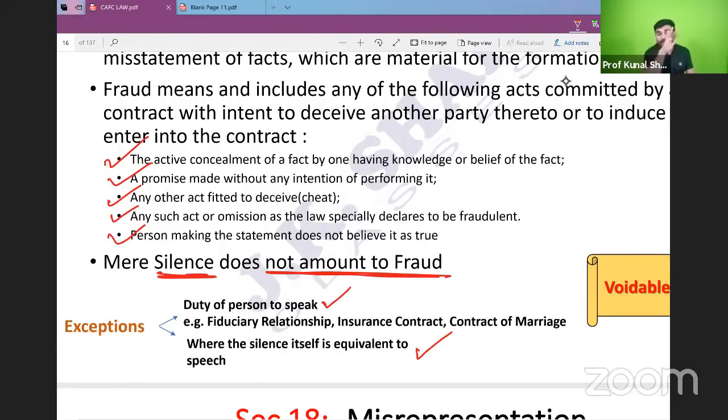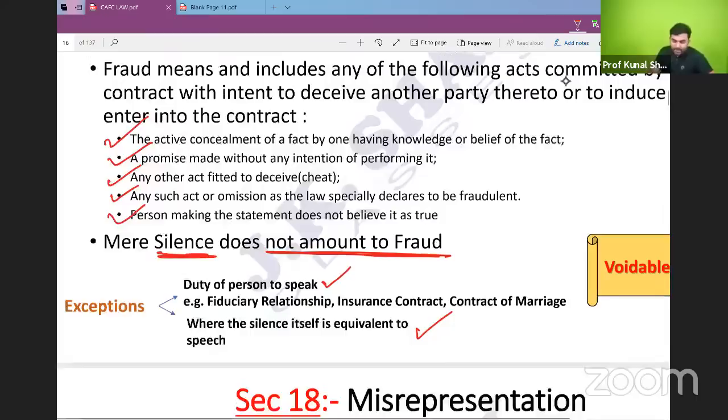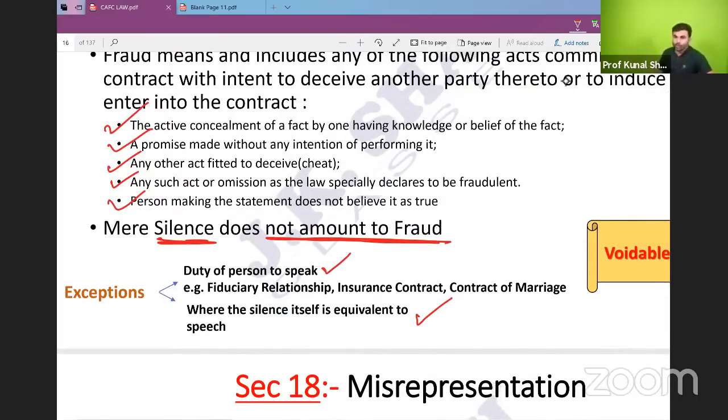Generally, silence does not amount to fraud. But when it is your duty to speak, and you are still not speaking, then in that case, silence amounts to fraud. The second exceptional case: silence itself is equivalent to speech. One fine day, I had a plan to go swimming. So I went to a nearby river.